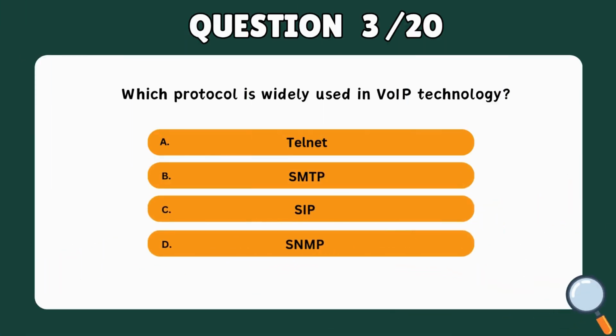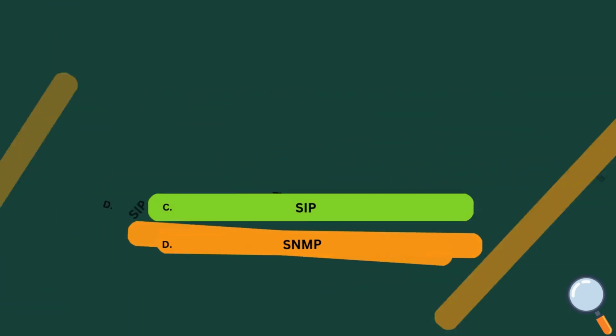Question 3. Which protocol is widely used in VoIP technology? A. Telnet, B. SMTP, C. SIP, D. SNMP. Correct answer C. SIP.